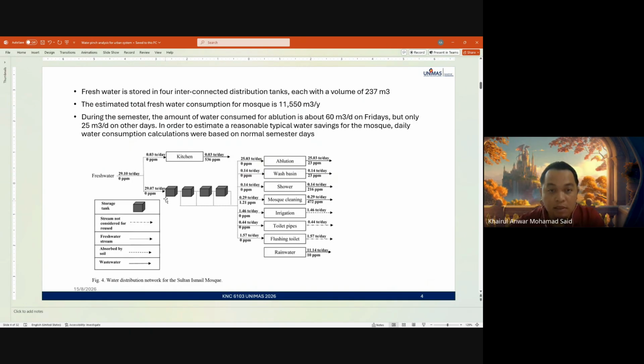So TE, ton equivalent per day, is 29.1. Since this is fresh water, it is 0 ppm, just pure water. Then 0.03 goes to the kitchen at 0 ppm. Then the same water after being used is 536 ppm.